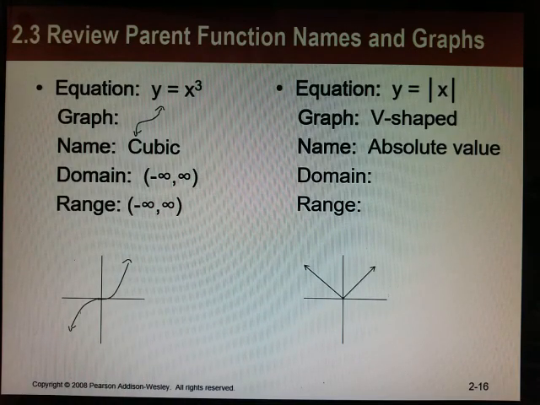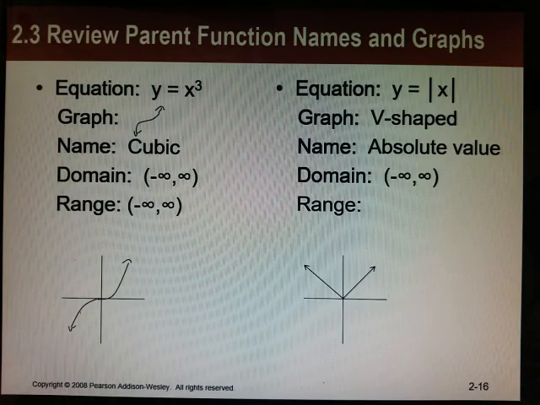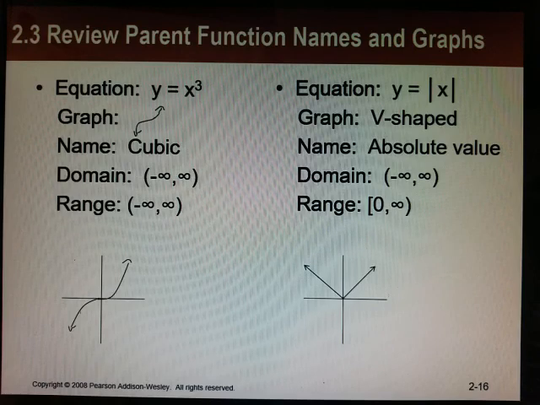Domain, how far left and right? All real numbers. Range, though. See, it doesn't go down forever. It actually starts at a lowest value of 0 and goes up forever. Now, it includes the 0. So hopefully you're thinking, well, then that 0 would have a bracket. That is correct. Up forever, infinities always have parentheses.